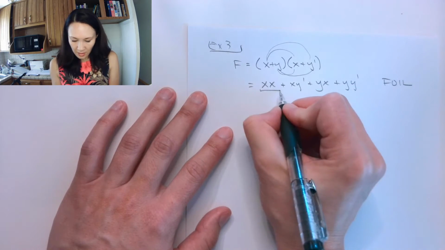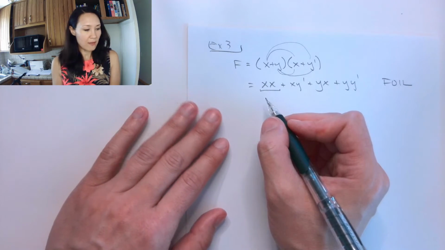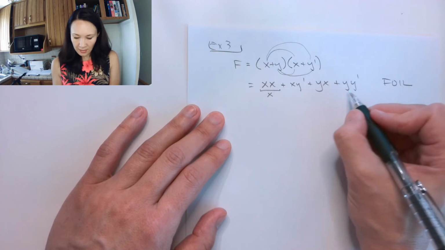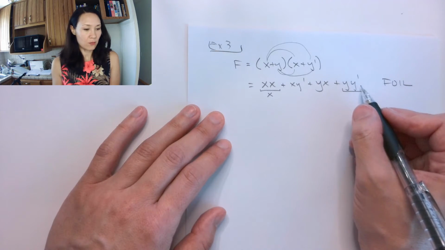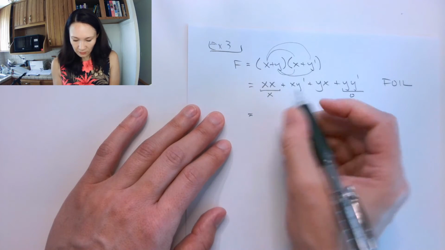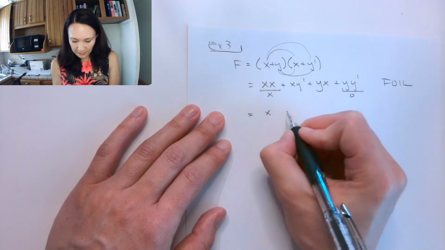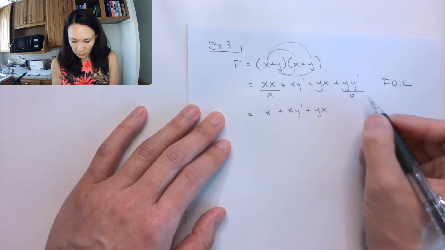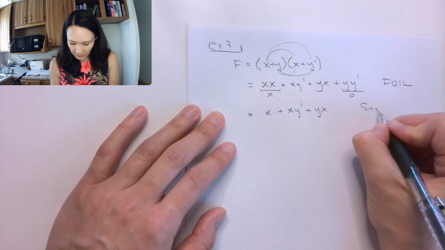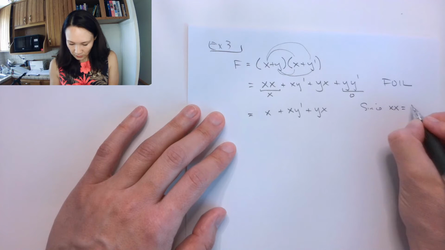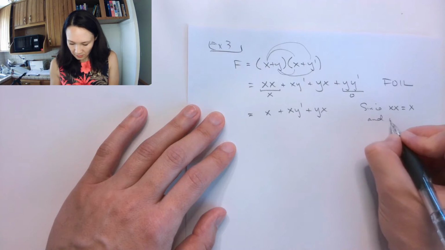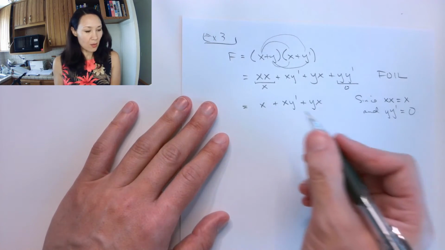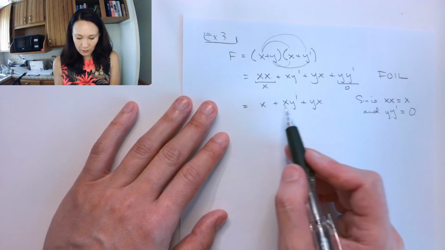And now x ANDed with itself, we have an identity that says that this is just equal to x. And if we AND y with its inverse, this is always going to be 0. Okay, so that means this thing I can replace with just x. I still have my xy' or yx, and this is just 0. So here I'll say, since x times x is equal to x, and y ANDed with y' is equal to 0.